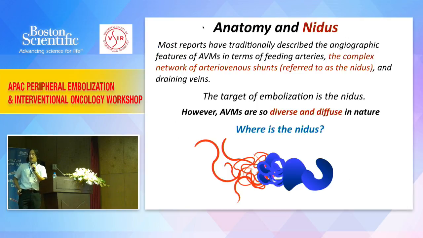And next, I'd like to talk about the anatomy and especially focus on the nidus. Most reports have traditionally described the angiographic findings of AVMs in terms of the feeding artery, the complex network of arteriovenous shunt, referred to as the nidus, and the drainage vein. And the target of embolization is the nidus, of course. However, AVMs are so diverse and diffuse in nature. So whenever I treat an AVM, I ask myself, where is the nidus?